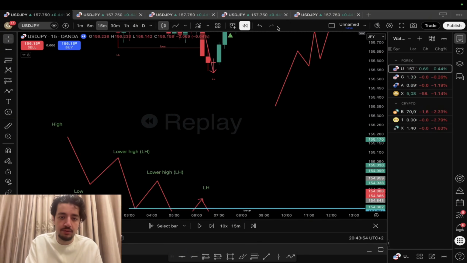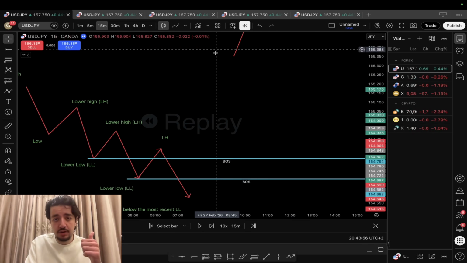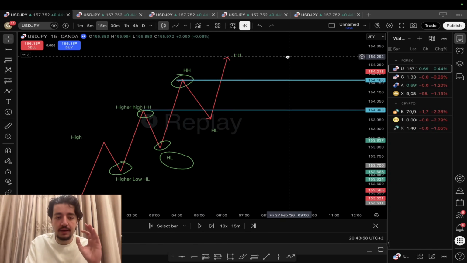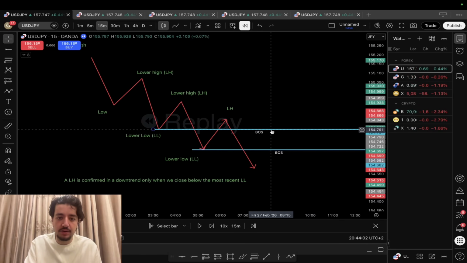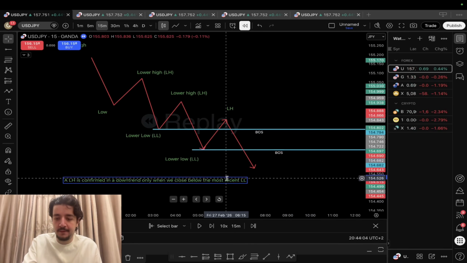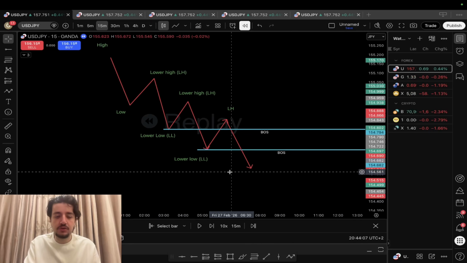Cool? Cool. So now you know the external downtrend. Now you know the external uptrend. Now we're going to talk about change of character. Let's start with the change of character on the downtrend. Well, let me delete this one. So, what is a change of character, first of all? A change of character is when the trend is reversing.